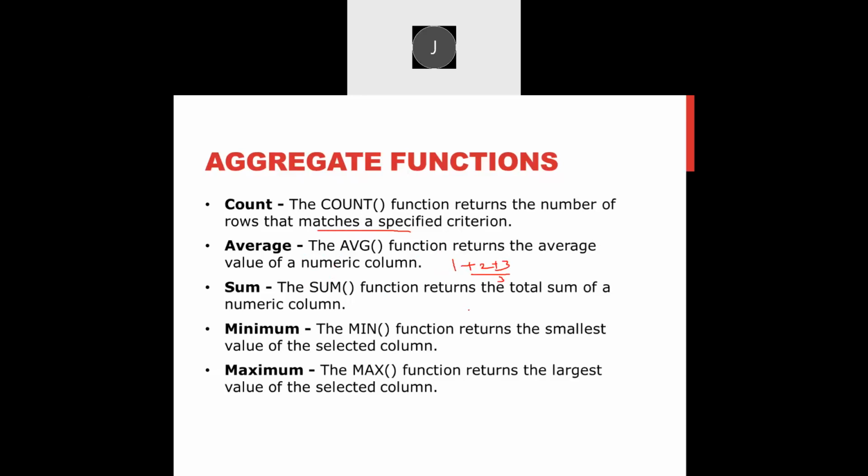Sum will do the sum of the numeric values. If you give a column, like salary, sum of salary inside the function will add the salary values and give the result. And the minimum or maximum value of the salary you can find. For example, in a student table, if you give the average of age, it gives the average age of all the students in the table. Likewise you can use this aggregate function.